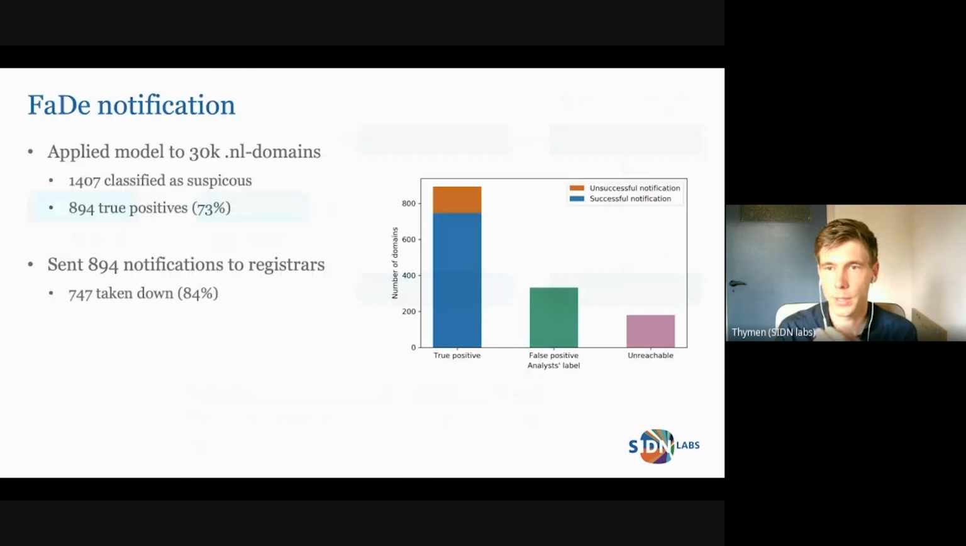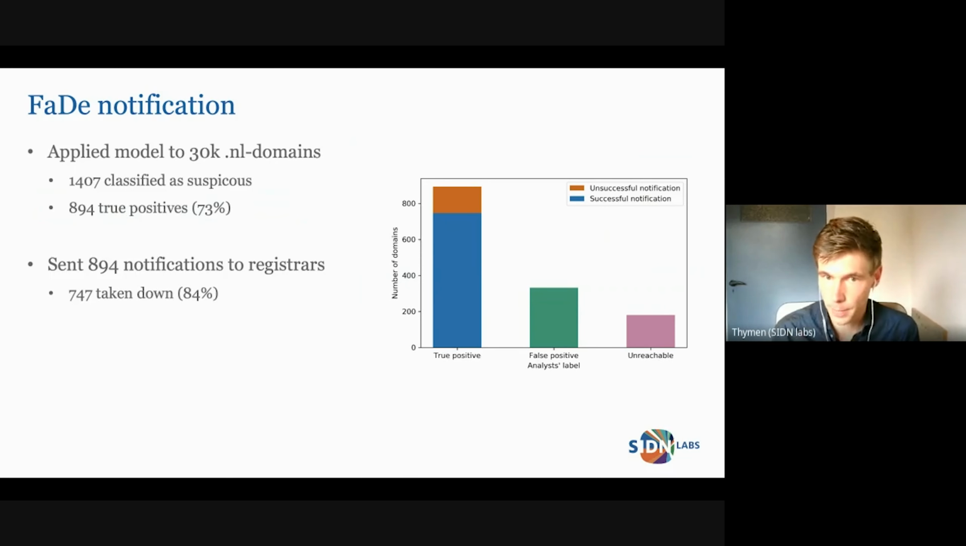So what we did is we applied it to the .nl zone. We applied it to 30K .nl domain names. And there we found out that a little bit over 1.4K domain names were classified as suspicious. Those domain names, we sent them to ICS Cars, who did an annotation study. And of those suspicious domain names, it turned out that 73%, almost just under 900 domain names, were true positives. So they were indeed malicious.